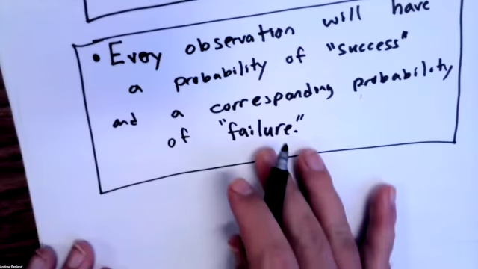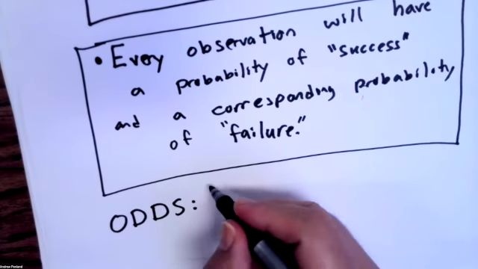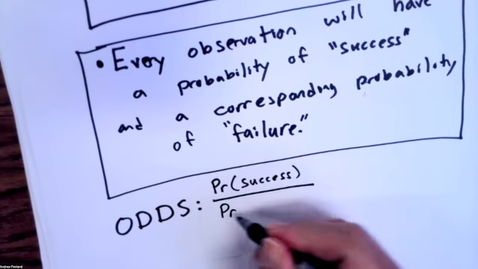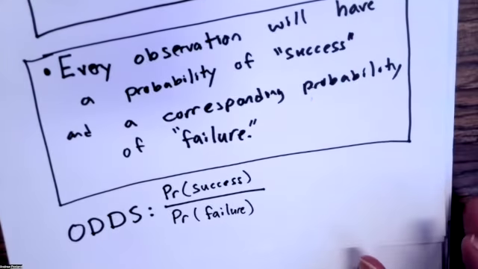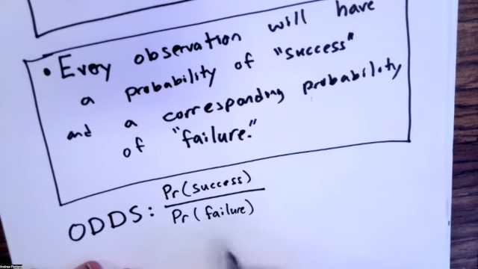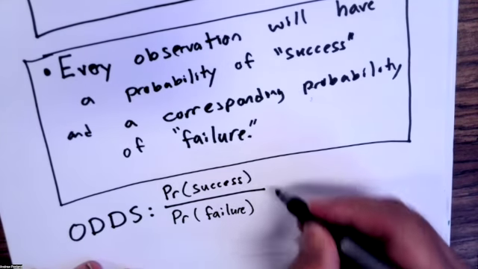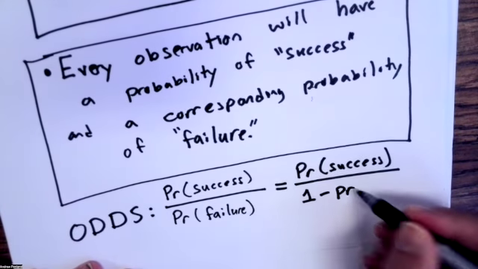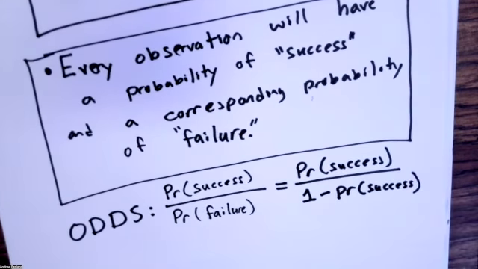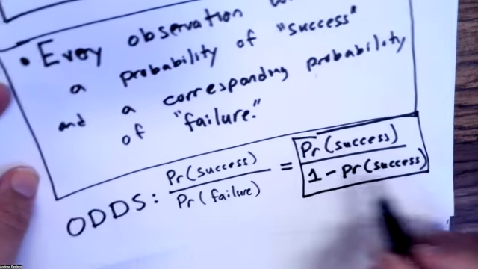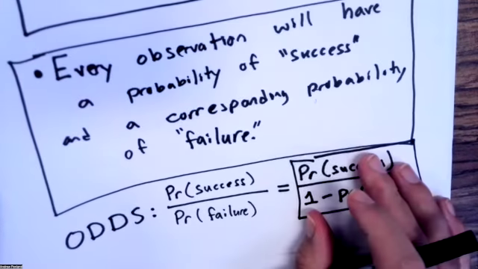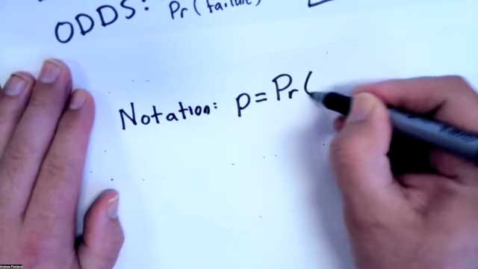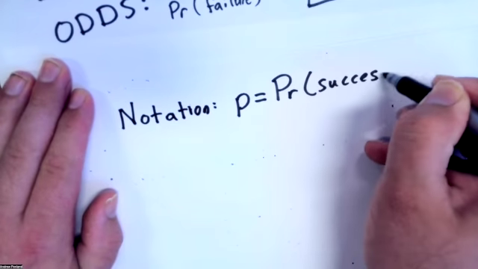failure. An attempt at this: odds are the probability of success divided by probability of failure. We're assuming that everything is either a success or a failure, so we don't need to write probability of failure. What could we write instead? We could write 1 minus the probability of success. I don't want to write probability of success over and over again, so let's make a notational convention. I'm just going to write the letter P for the probability of success.